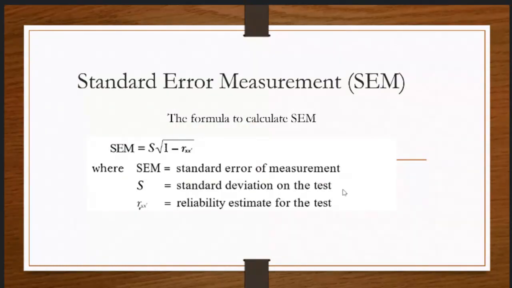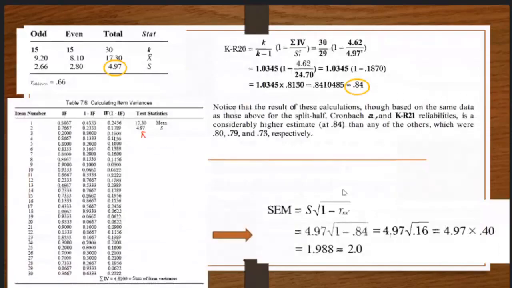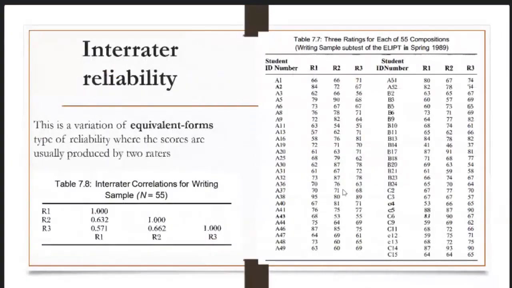Rồi chúng ta có reliability estimate for the test, right? Okay. Giờ mình có cái công thức ở trên. Rồi bây giờ standard error of measurement và cái công thức tính là như vậy. Tiếp tục các bạn, rồi nó sẽ ra cái công thức là như vậy.